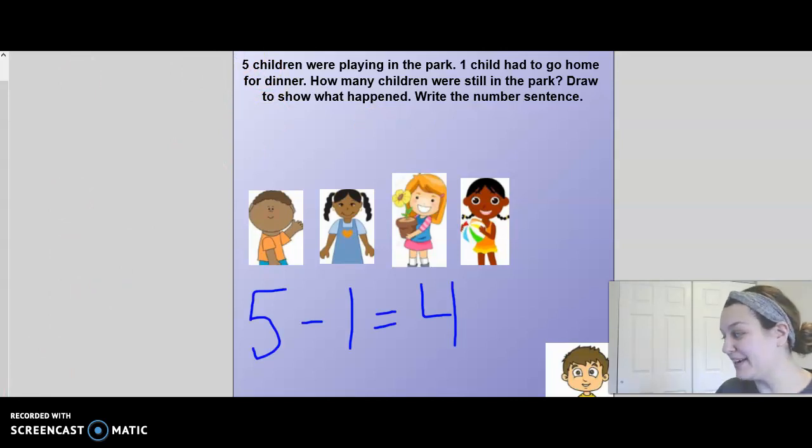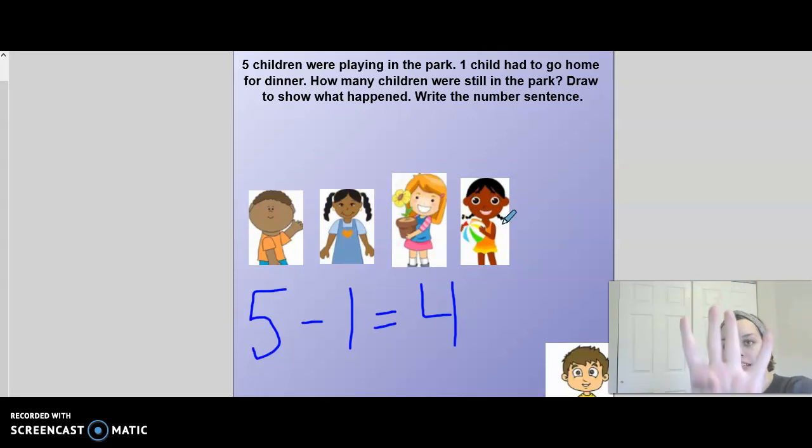Okay, let's check our work. So we had 5, that's why I put the number 5 first because that's our whole. Minus 1, because one kid, remember, went to dinner. And that equals our 4 friends that are right here. 1, 2, 3, 4. So 5 minus 1 equals 4.